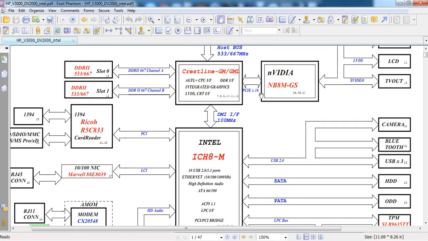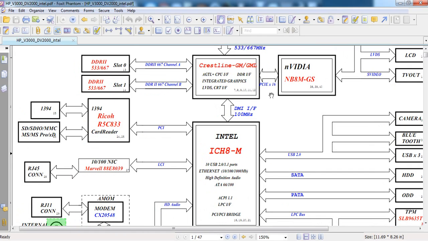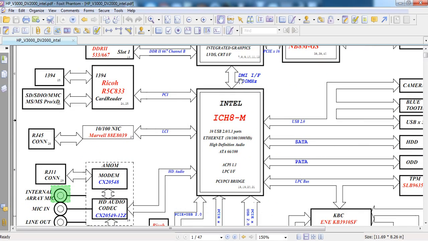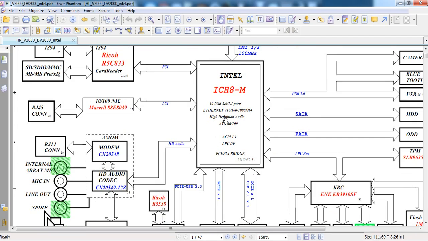PCI Express x16, that is 16 x 4, 64 lines, 32 for sending the signals and 32 for receiving the signals. Okay, so this is PCI Express x16. This is the DMI, Direct Media Interface connection. This ICH is the ICH8 version.